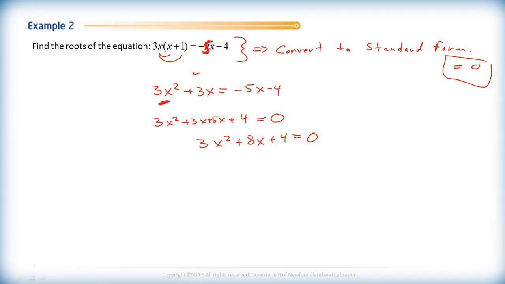So we have to factor here. We're going to take 3x squared times 4, which I believe will give us 12. So 3 times 4 is what we're really looking at there, which gives us a nice 12. So we need two factors of 12 that add up to 8. This is factoring by decomposition, of course. So two factors of 12 that add up to 8 are 2 and 6. We've got 2x and 6x. When we split up that 8, so 3x squared plus 2x plus 6x plus 4 equals 0.